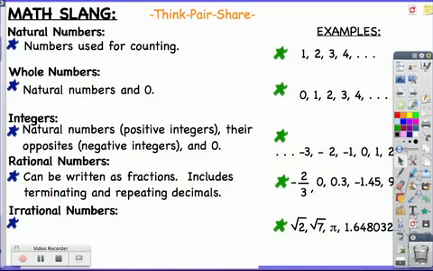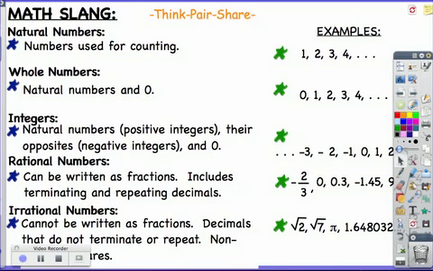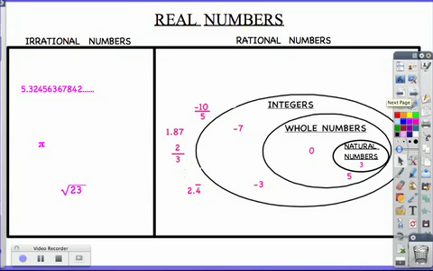They include decimals that do not terminate or repeat, and they also include when you try to take the square root of a non-perfect square. This diagram shows the classifications of real numbers and how they're related to each other. Notice how all natural numbers are also whole numbers, all whole numbers are integers, and all integers are rational numbers. If a number is rational, it cannot be irrational, and both rational numbers and irrational numbers make up the real number system. There are 2 mistakes on this screen.